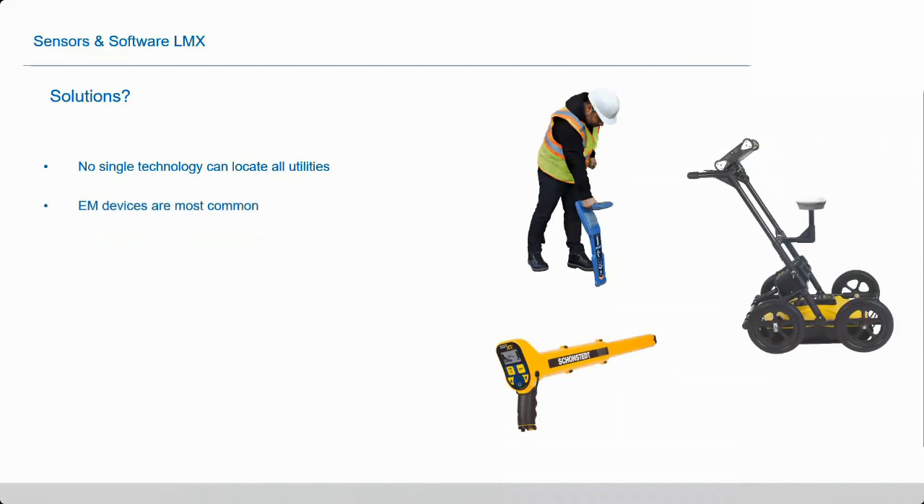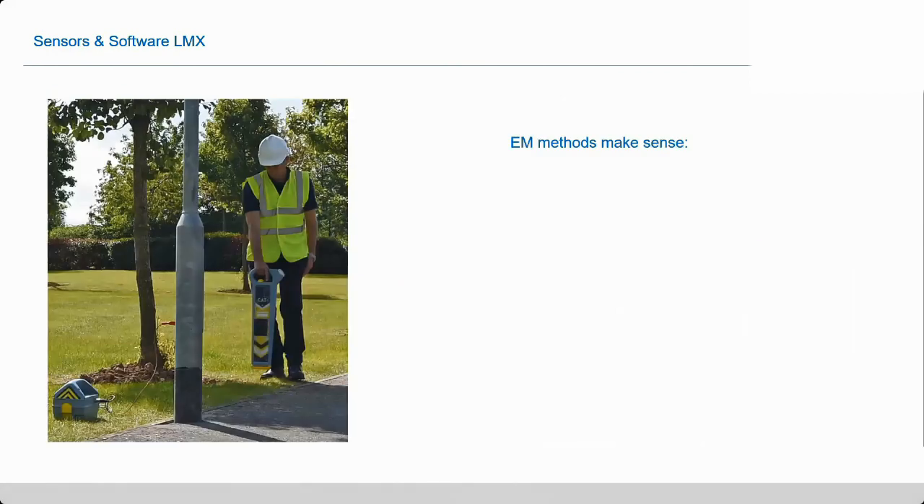EM devices are the most common. Some of you may use a precision locator, some may use Cat and Jenny, but they're both EM. But GPR use is increasing. It plays a vital role. It has limitations, and they must be understood for proper use, but it has a vital role especially in the area of utility avoidance and location.